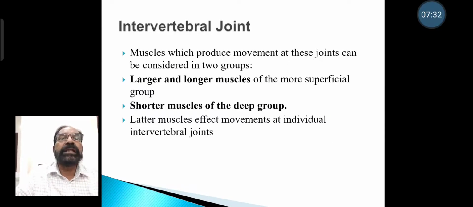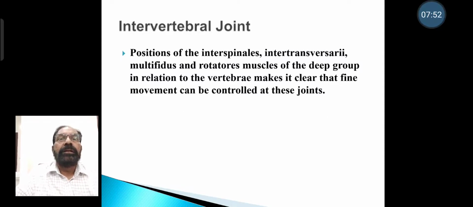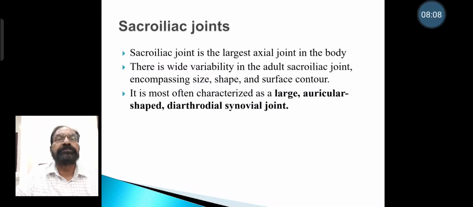Muscles which produce movement at these joints can be considered in two groups. Larger and longer muscles are the more superficial group, then the shorter muscles are in the deep group. Shorter muscles affect movements at the individual intervertebral joints. Position of the interspinalis, intertransversi, multifidus, rotators muscles of the deep group in relation to the vertebrae makes it clear that fine movements can be controlled by these joints.